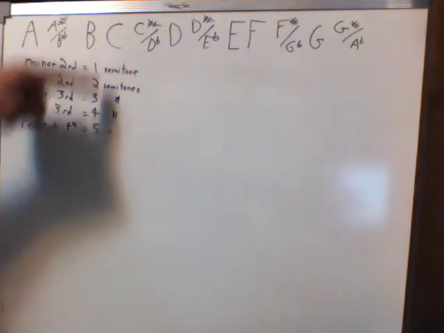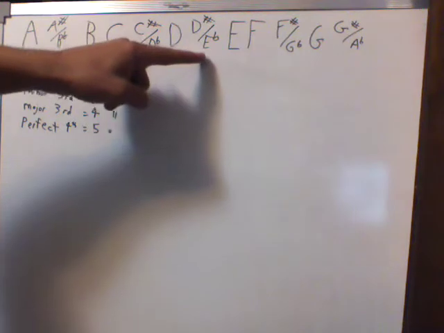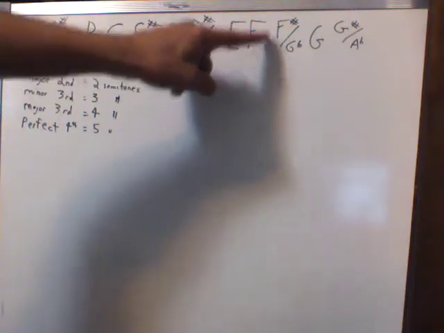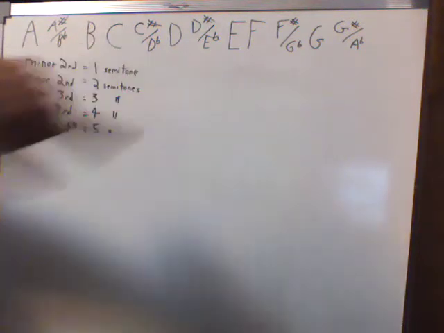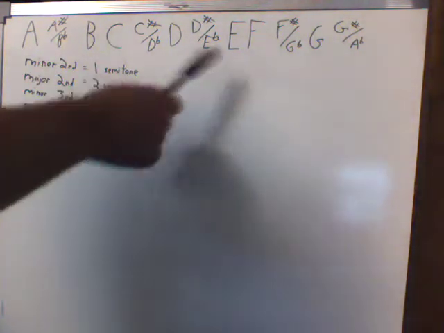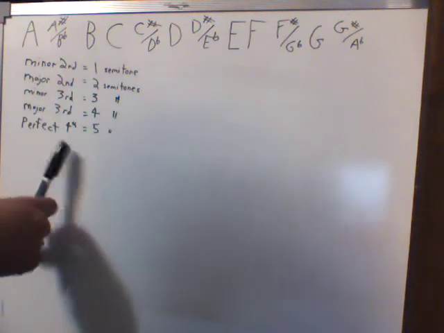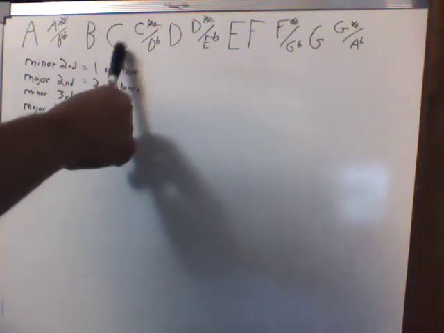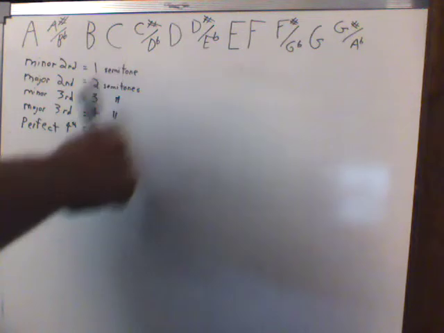5 semitones. 1, 2, 3, 4, 5 semitones. That's a perfect fourth. F is a perfect fourth away from C. You can also say that F is a fourth away from C. We can leave out the perfect name. We can just say F is the fourth of C.